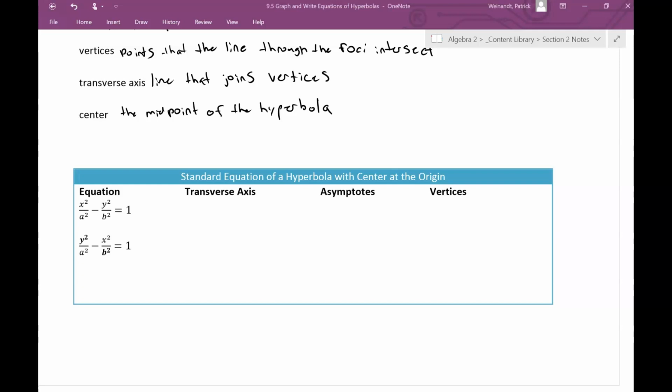And what's going to happen here is the way that this hyperbola is oriented, it's either going to be horizontal or vertical, and it's determined by which value is positive. If your x value is positive, it's going to be horizontal. If your y squared over a squared is positive, then it's vertical. So think of it, if x squared is positive, it's going to be oriented horizontally. If y squared is positive, it's going to be oriented vertically.